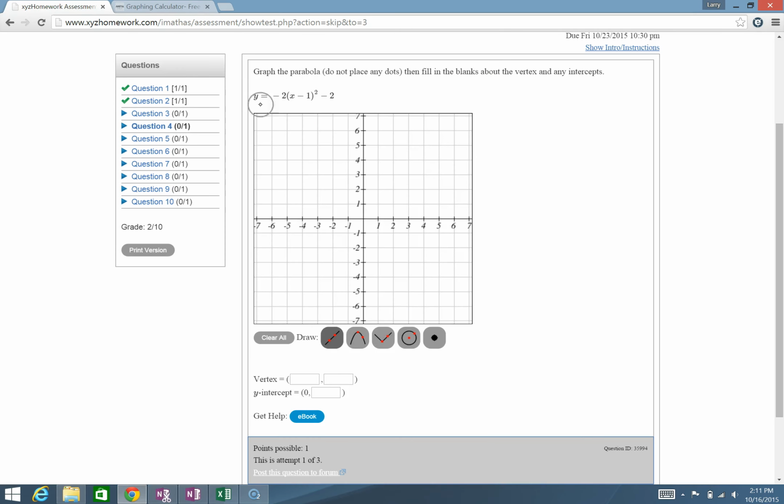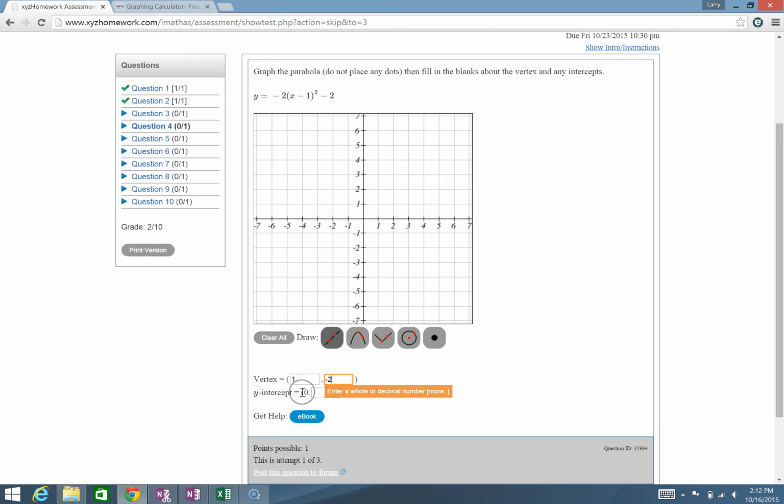Again, you could type this directly into the grapher, but we want to fully understand this. The vertex here will be given by the opposite of this value and this value. So our vertex will be at 1, negative 2. And the vertex is a valuable point because we know the axis of symmetry will now go through 1. So we'll have the line that splits us in half right here. Thus, if we know any point on one side, we automatically have one on the other side.